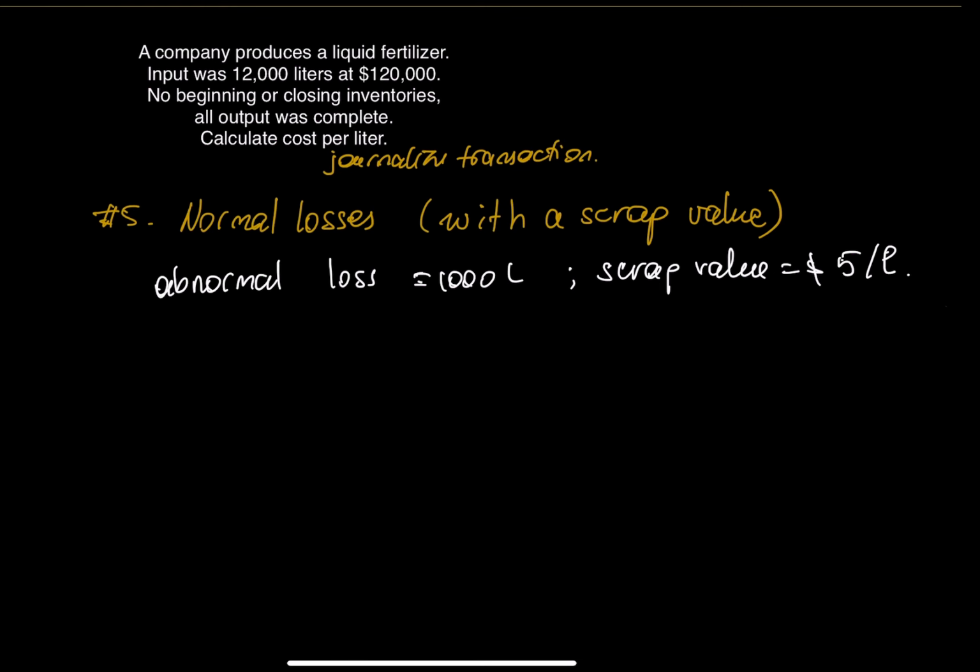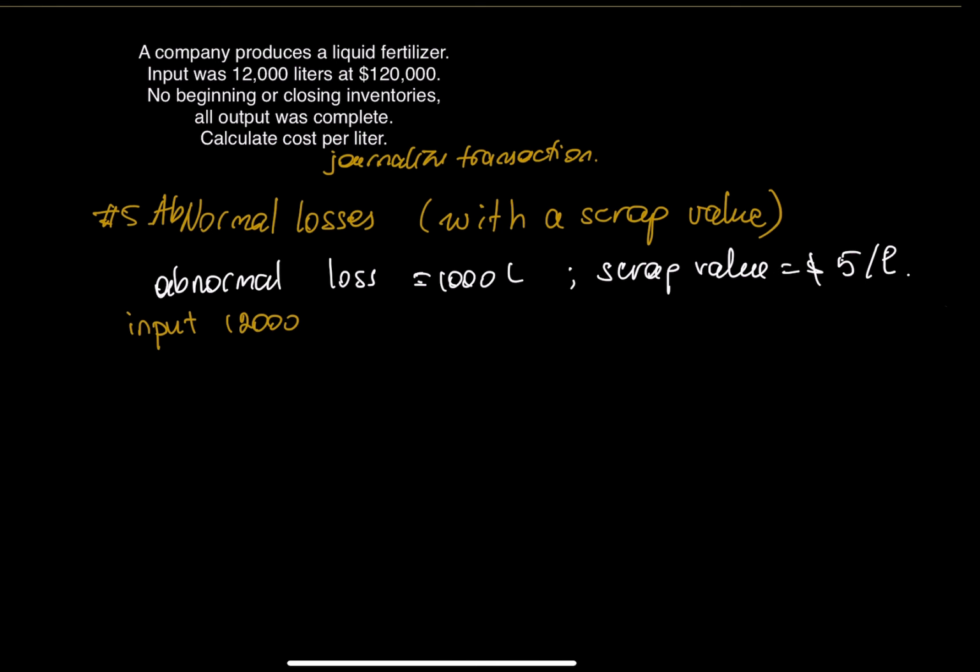Finally, we will consider abnormal losses with a scrap value. In this case, again, we will have an abnormal loss of 1,000 liters, meaning that the input must have been 12,000 according to our condition.